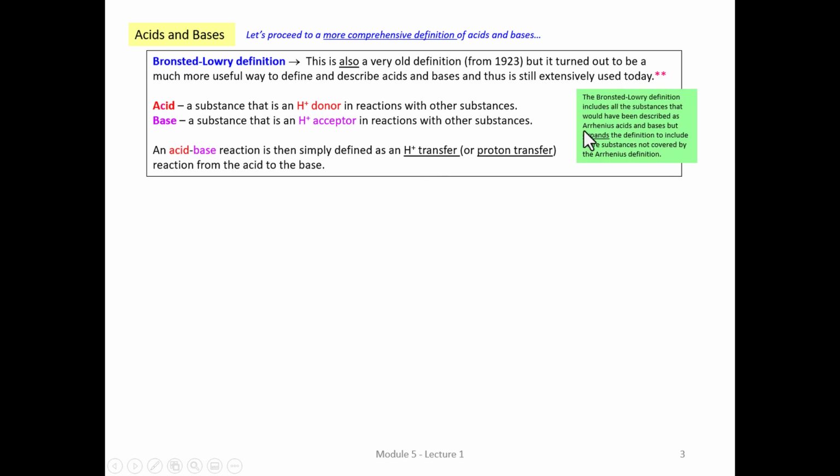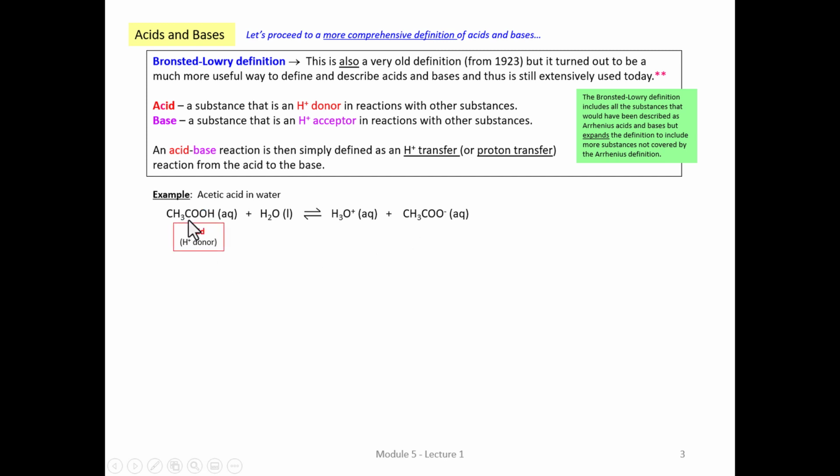So I note here that the Bronsted-Lowry definition includes all the substances that would have been described as Arrhenius acids and bases, but expands the definition to include more substances not covered by the Arrhenius definition. And I'll try to point this out as we go along here. So let's look at an example, and we'll look at acetic acid in water, which we looked at before under the Arrhenius definition. So we have acetic acid interacting with water, forming a hydronium ion and an acetate ion.